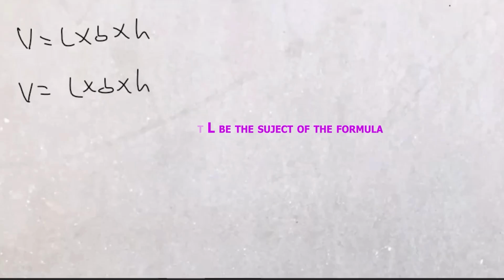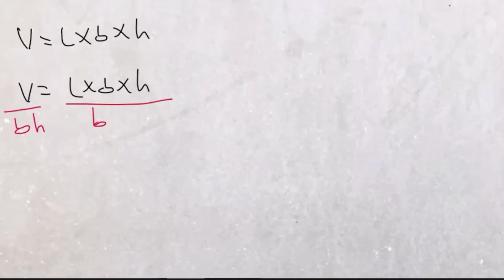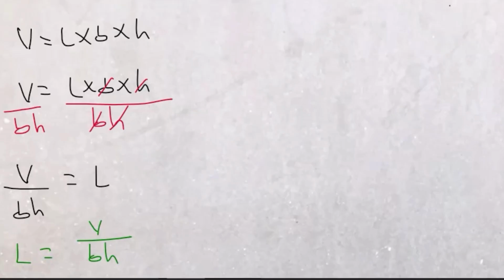Under performing the same operation on both sides, it means whatever we do to the left-hand side, we must also do so to the right-hand side. In order to make our L to stand alone, we have to divide by B times H. So we are dividing on both sides. B will cancel B and H will cancel H. Then we have this. This is our answer, but we want to make L the beginning of the formula. Then we have this as our final answer.